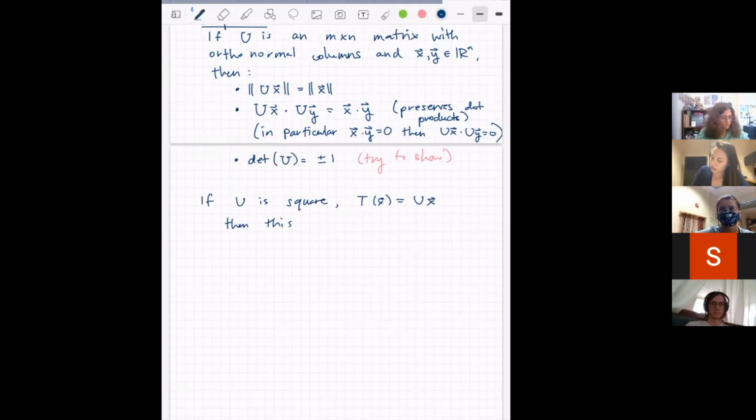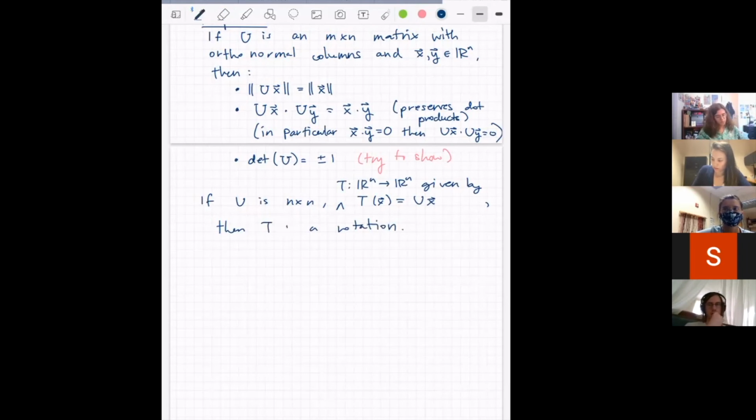So say T is going to map Rn to Rn, if it's given by U. Then T is a rotation. And that's also how you can see that the determinant is going to be 1, because it's not going to change the area of the unit square. Exactly, yeah.